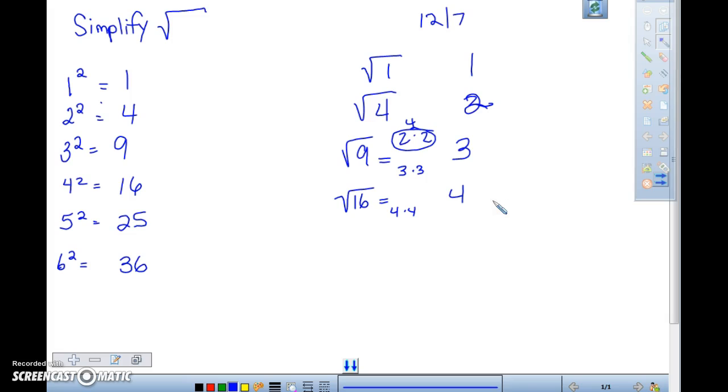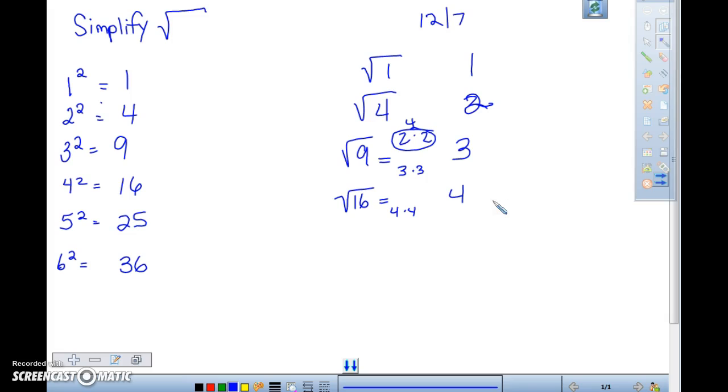Okay? So these are inverses of one another. Squaring a number and taking the square root are inverse operations. They undo each other. Okay? So these are what we would call the perfect squares, and then on the right-hand side, the perfect square roots. We can continue that pattern.